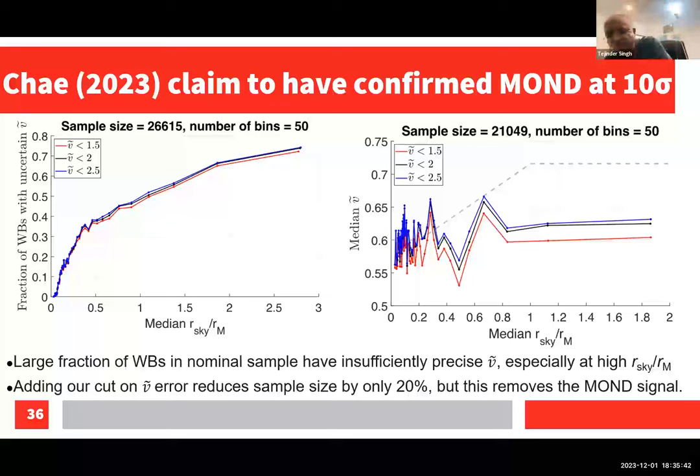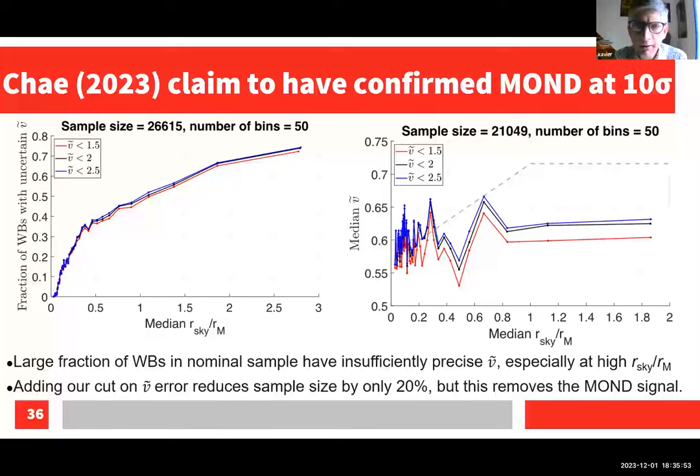And this, Xavier, you are not agreeing with, that a high V tilde uncertainty could give rise to a fake MOND signal. Are you disagreeing with this? I mean, if you look at only the mean V, the mean value of the V tilde, yes. But if you look at the full distribution, not necessarily. For example, the width of the distribution is not going to be significantly affected.